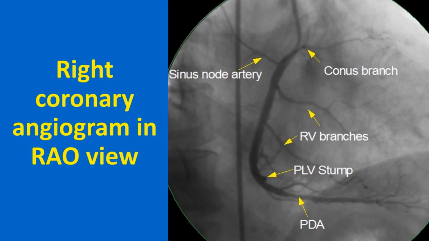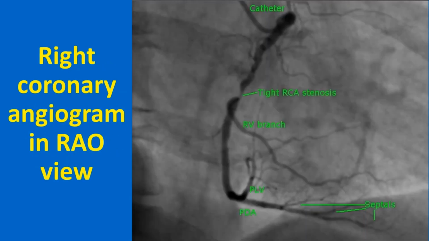In the angiogram illustrated, the posterior left ventricular branch is occluded and only a stump, PLV stump, is seen. Atrioventricular nodal artery usually originates near the bifurcation of the right coronary artery into PDA and PLV. Here is another right coronary angiogram in RAO view. Here the septal branches of PDA and PLV are seen well.